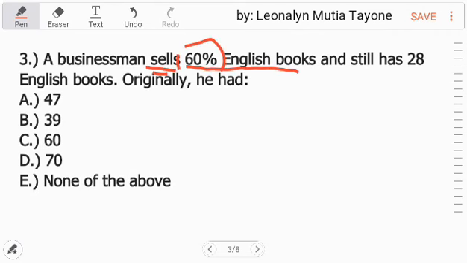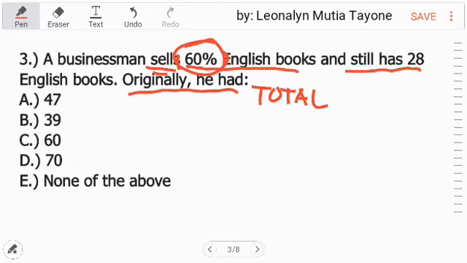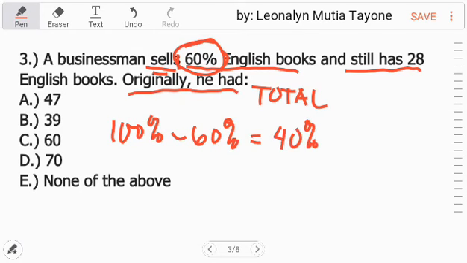60% ang nabenta niya. And still has 28 English books. Originally, he had, bali yung total ang hinahanap natin dito. So, kung nabenta niya yung 60%, ilan na lang ang natira? 40%. Paano naging 40%, ma'am? Kasi ang kabuuhan niyan ay 100%. Minus 60% na nabenta niya equals 40% na remaining. Itong 40% still has 28.